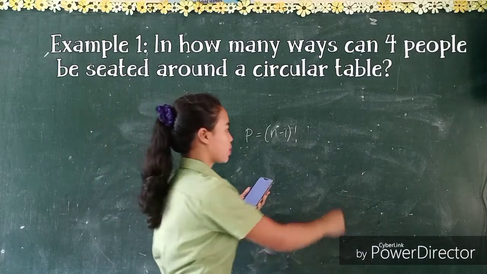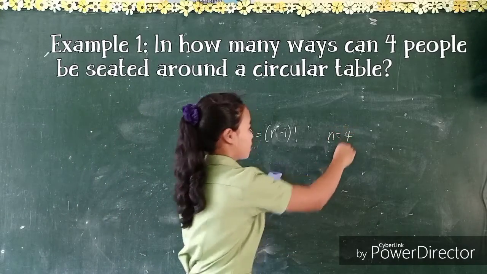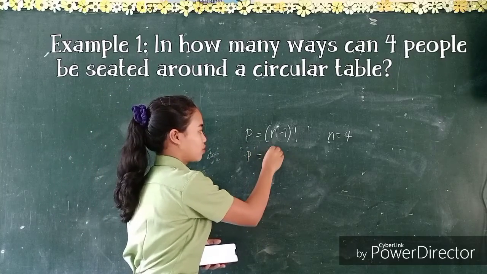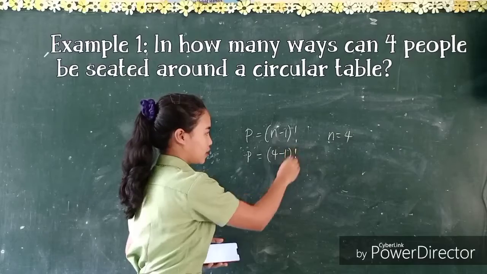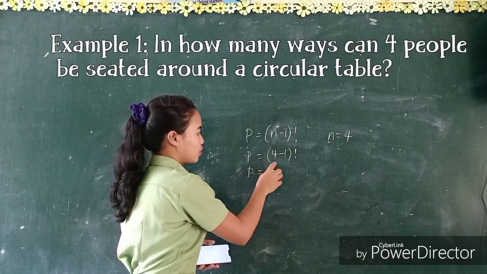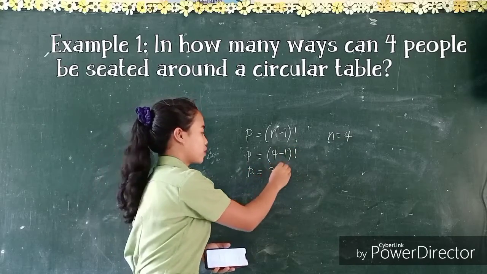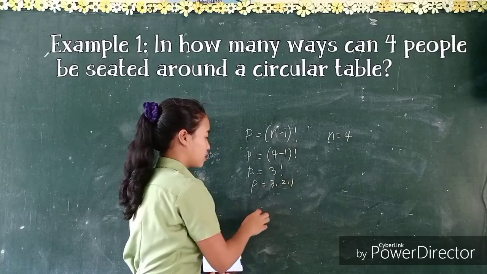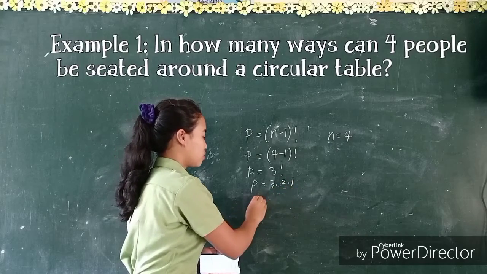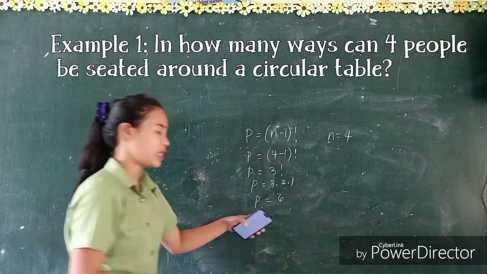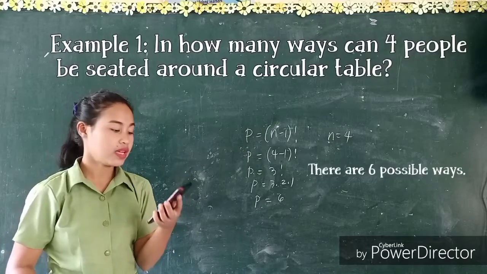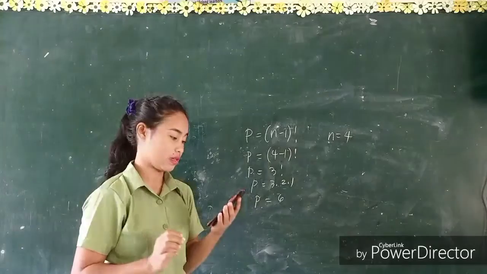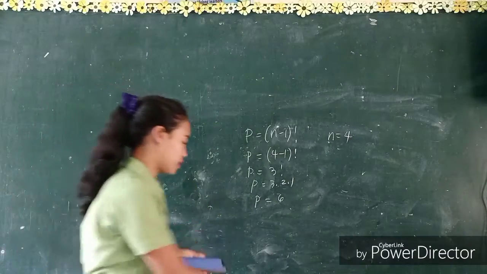So our n in this problem is 4. So substitute to our formula. So P now is equal to 4 minus 1 factorial. So P is equal to 4 minus 1 is 3 factorial. P, 3 times 2 times 1. So 3 times 2 times 1 is equal to 6. So our P now is 6. So we have 6 possible ways that 4 people can be seated around a circular table. So let's have another example.